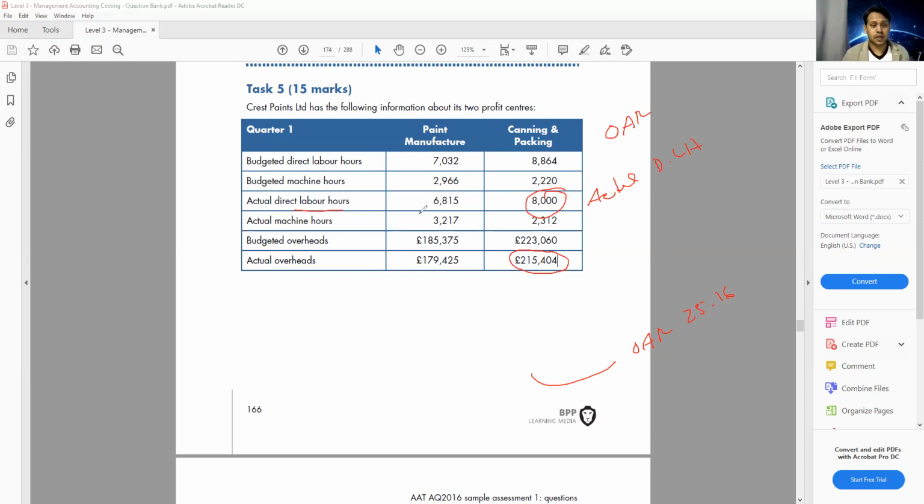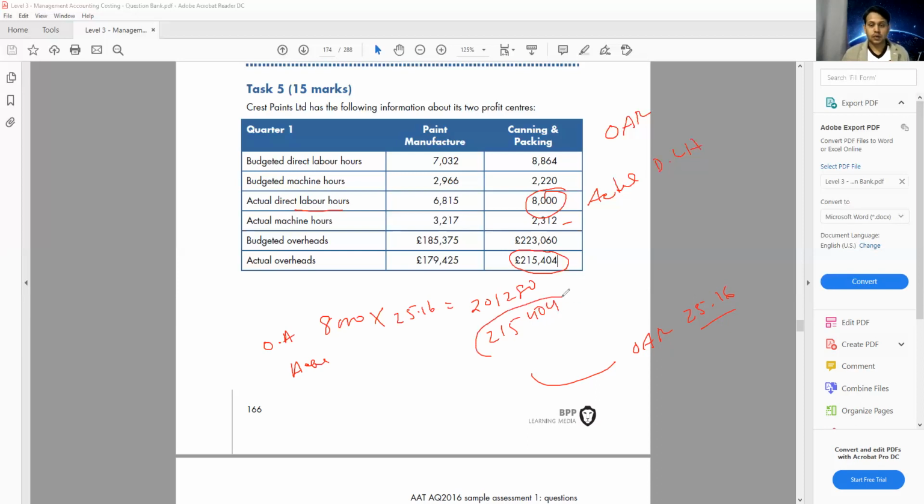If they say machine, we take the actual machine hour. If the question says labor, we go for the labor; if it says machine, we go for the machine. So the overhead absorption rate is 25.16, and 8,000 is the actual number of hours. So 8,000 times 25.16, which we calculated before, is 201,280. This is my overhead absorbed. And my actual is 215,404.